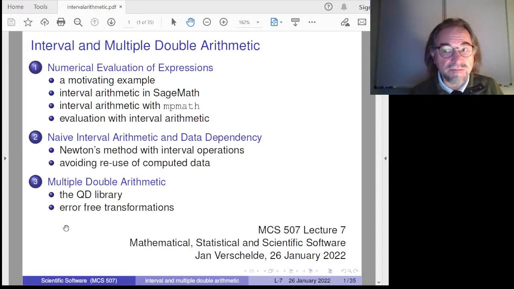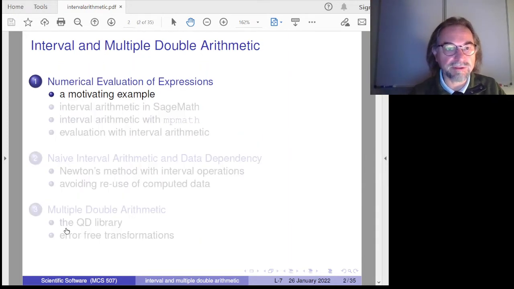So last time we started this week with root finding, and root finding is actually a very important problem in which one can make good use of extended precision arithmetic and also in working with interval arithmetic.